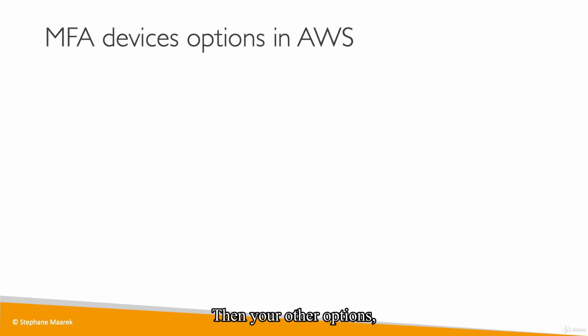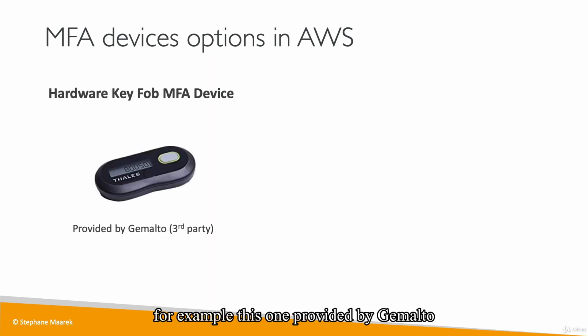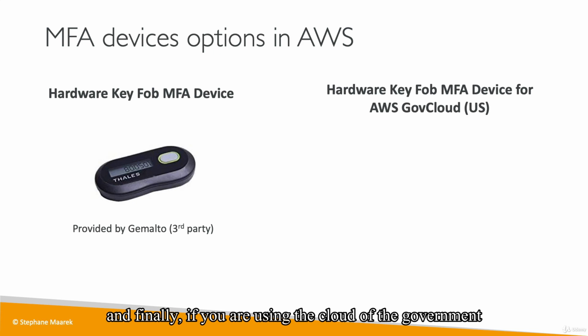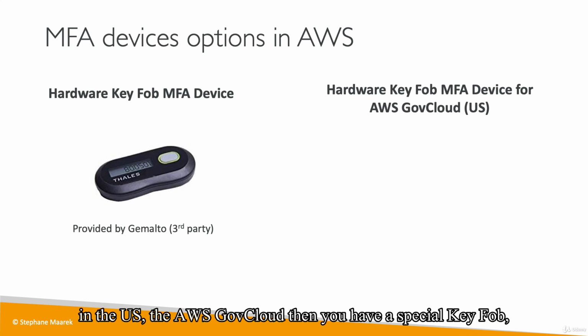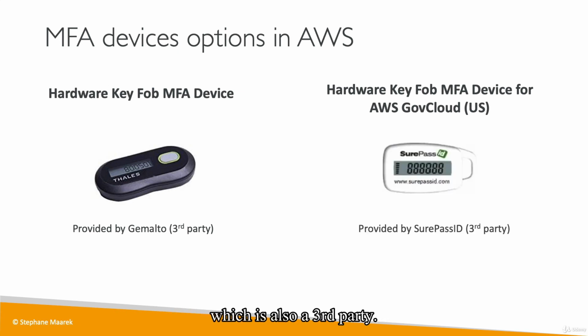Then you have other options. You have a hardware key fob MFA device, for example, this one provided by Gemalto, which is also a third party to AWS. And finally, if you are using the cloud of the government in the US, the AWS GovCloud, then you have a special key fob that looks like this, that is provided by SurePassID, which is also a third party.